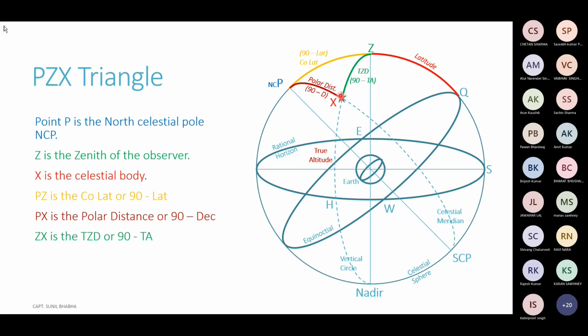So you can see the PZX triangle here represented. P to Z is 90 minus latitude, or co-latitude. Z to X is the true zenith distance, or 90 minus true altitude. And P to X is the polar distance of the body, in this case 90 minus declination. So these are the three sides of the PZX triangle.